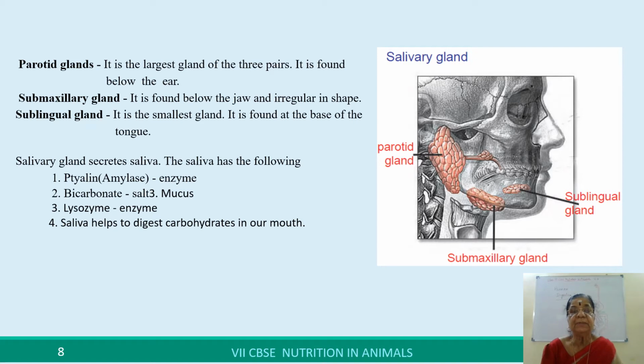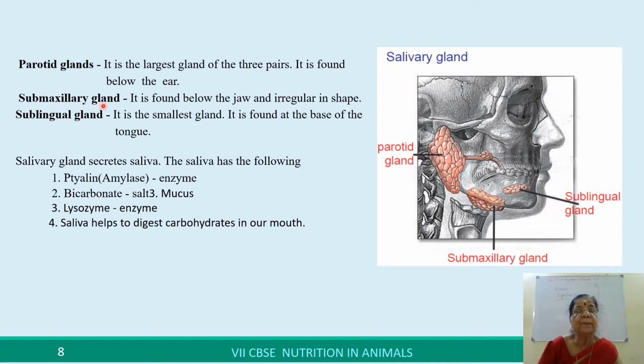Right? And there are three pairs of salivary glands: the parotid gland, the submaxillary or submandibular gland, and the sublingual gland. And of these three pairs, the parotid is present in the cheek, below the ear.